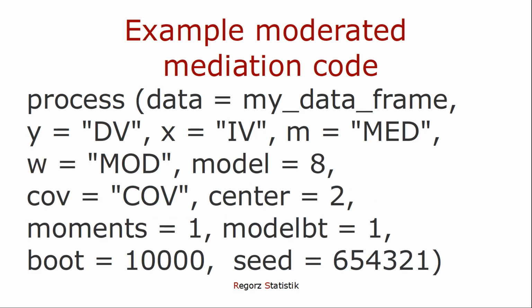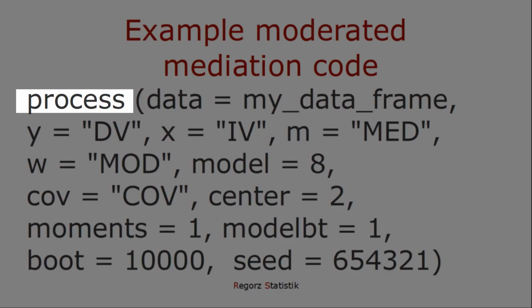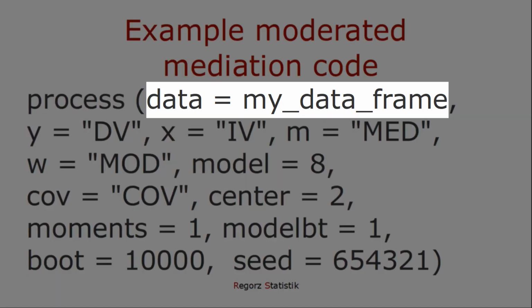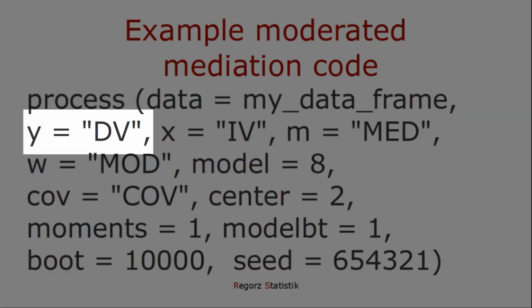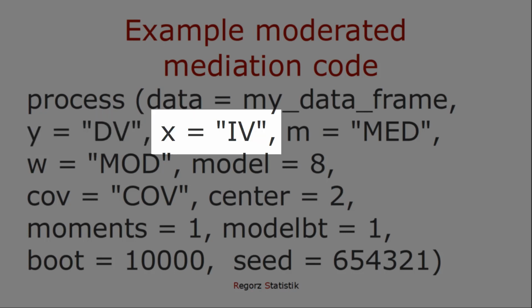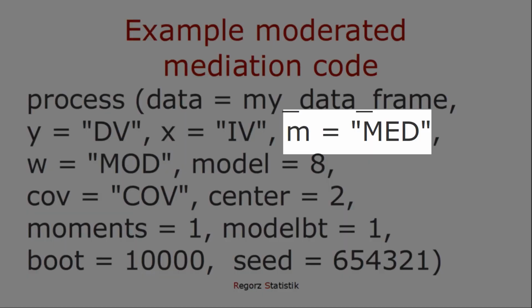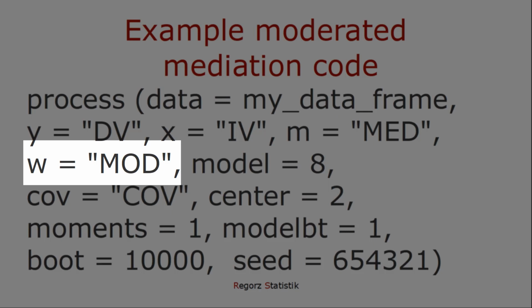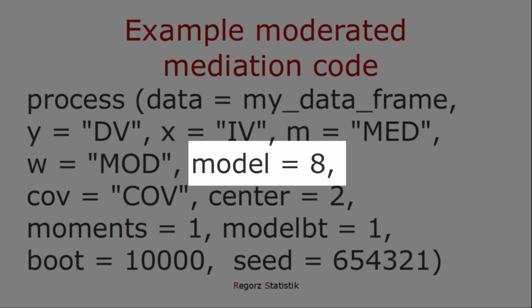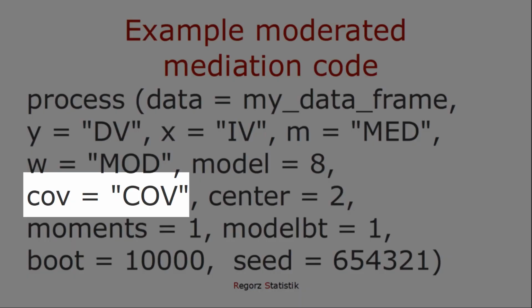This is an example code for a moderated mediation, in this case for model 8. It starts with the name of the function process. Here I've put in the name of my data frame, here my dependent variable, my independent variable, my mediator, and my moderator. Here the model number. If you want to analyze model number 7, you just change the number. In this case, I've included one covariate.